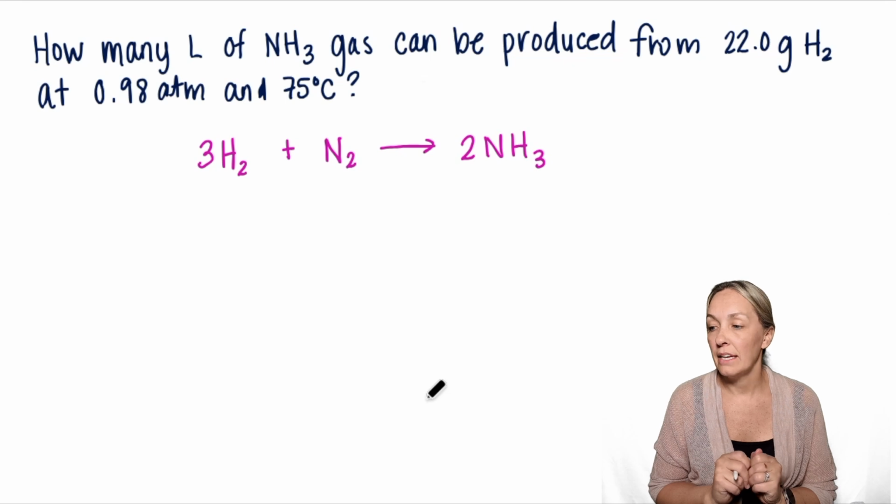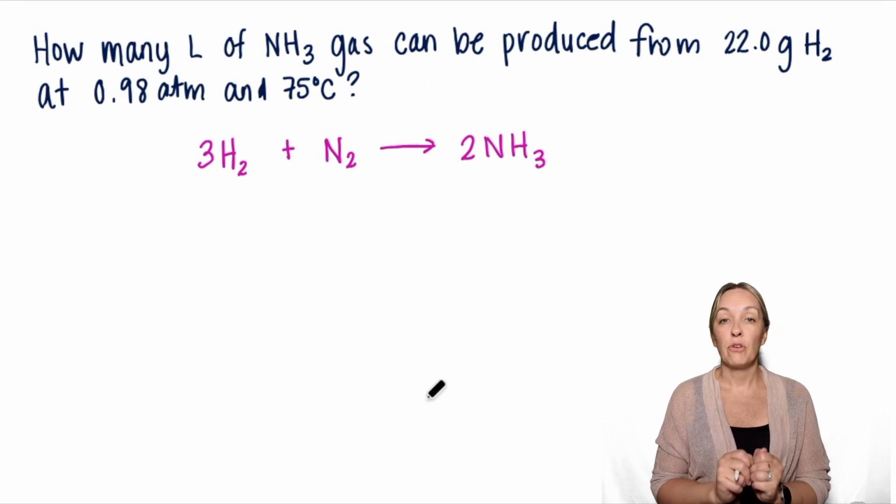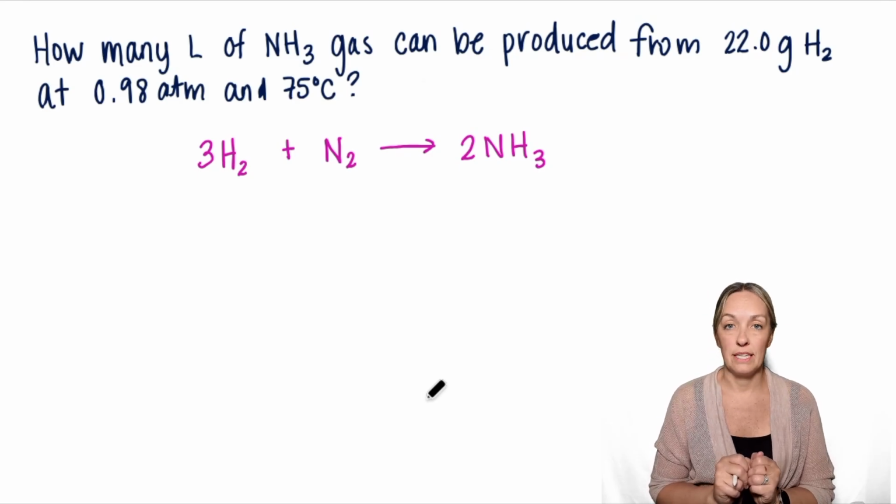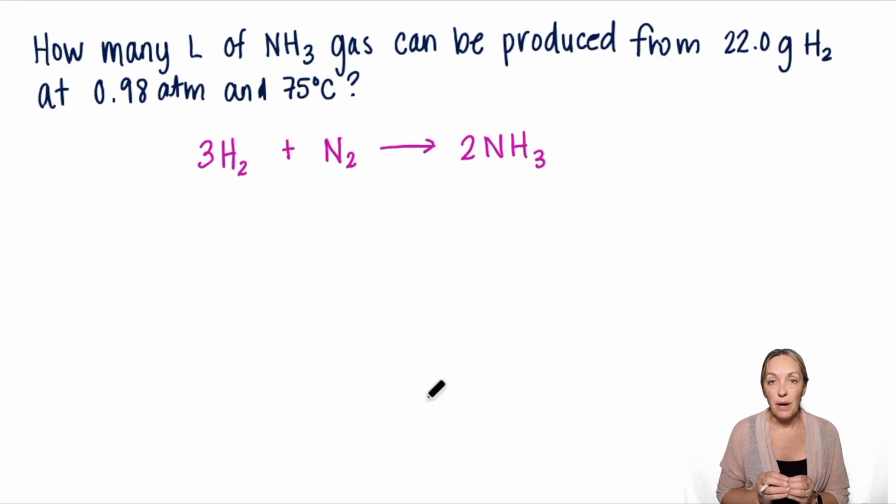How many liters of NH3 gas can be produced from 22 grams of H2 at 0.98 atm and 75 degrees Celsius? There's a lot going on in these problems, so I think it's really important to organize your information, figure out what you know, and where you're going before you begin. So the first step that I always do when I'm approaching one of these problems is identify what variables I have and what substance they're referring to.